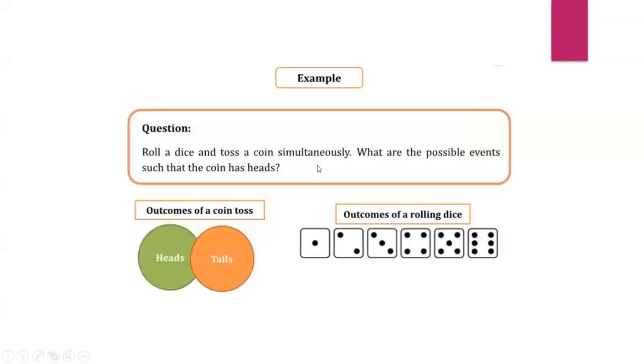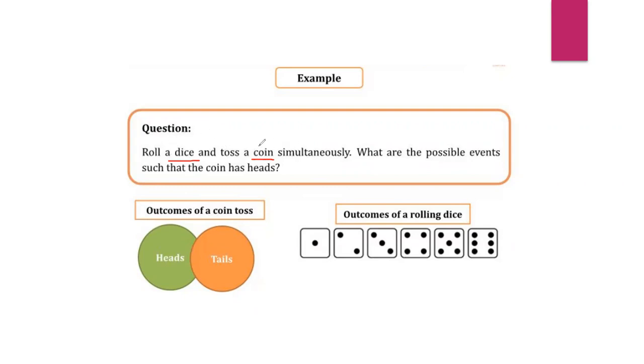So now let us discuss an example. Say we just roll a dice and also we toss a coin simultaneously. What are the possible events, right? Let us now take the coin part. So when you consider the coin, either it can be heads or it can be tail, head or tail. So these can be the outcomes. If you take the dice, it can be 1 or 2 or 3 or 4 or 5 or 6.